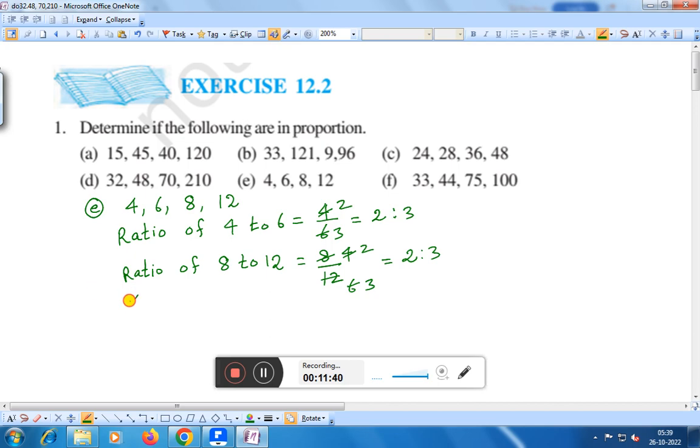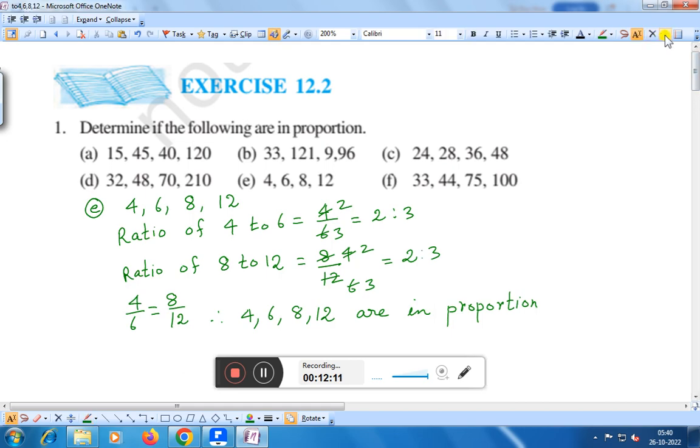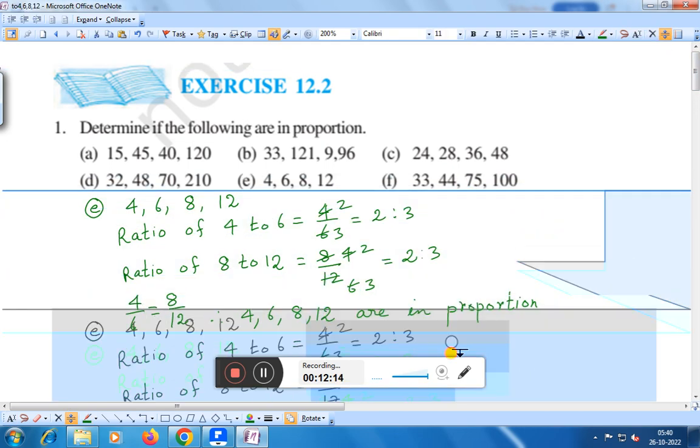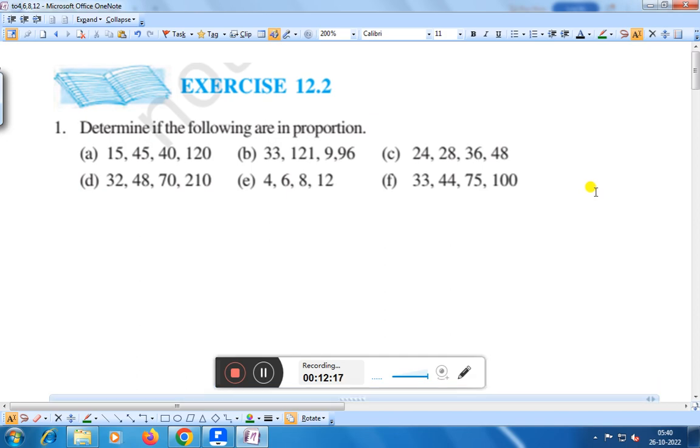Therefore, we can write 4 by 6 is equal to 8 by 12, right? Therefore, 4, 6, 8, 12 are in proportion. This is the solution of question number E. Now we shall discuss question number F.